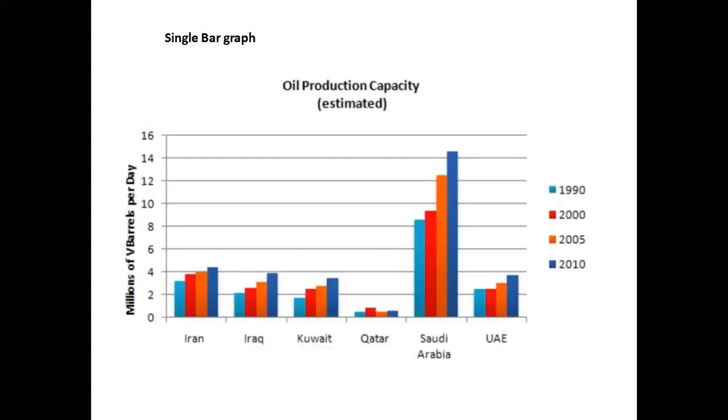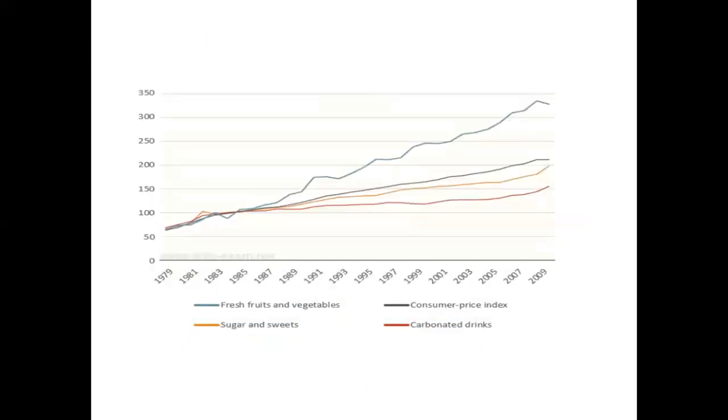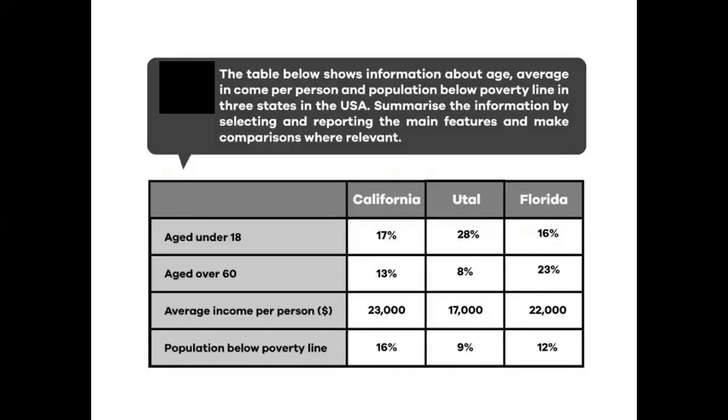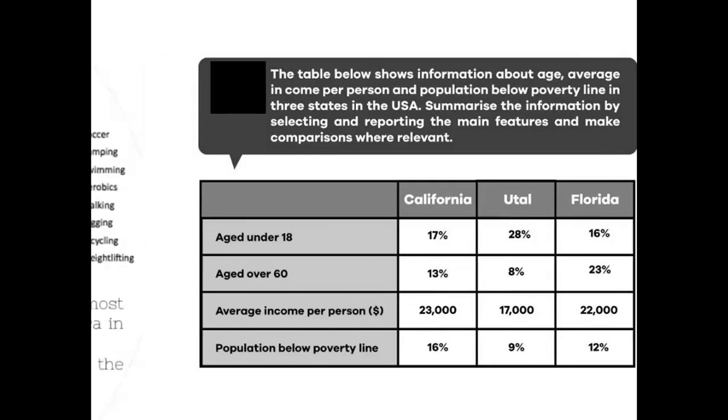A bar graph, singular bar graph, as you can see. Again, the y-axis, the vertical axis, is representing the data, and it is millions of barrels per day. So it's a capacity, and that means amount is being represented here. Now it's a line graph. Again, you can see the data on the y-axis, and the timeline is on the horizontal axis. Then we have a table such as this, again represented in ratio. It's a mix of data because income is also represented here, which is an amount.